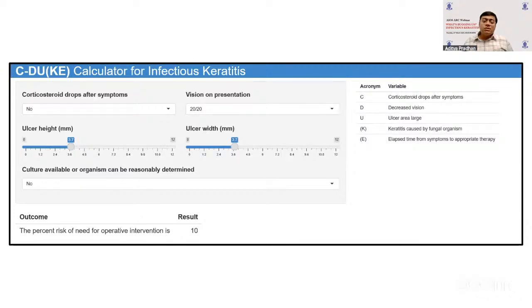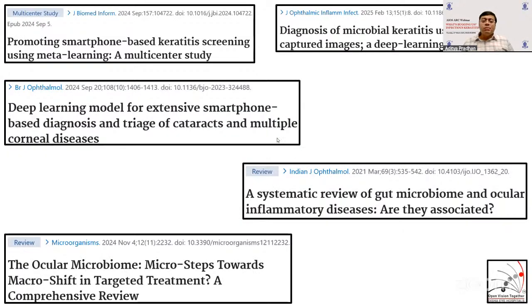And coming to the last part of the presentation, AI is the buzzword everywhere. You have this online calculator for infectious keratitis called the C-Duke, in which you enter corticosteroid drops, the vision, the ulcer height and width, and whether you have culture reports, and it gives you a percentage risk and when you need to intervene surgically. And there is a smartphone app based, AI based keratitis screening, in which you just take the photo and it will tell you probably the organism by using different algorithms and AI.